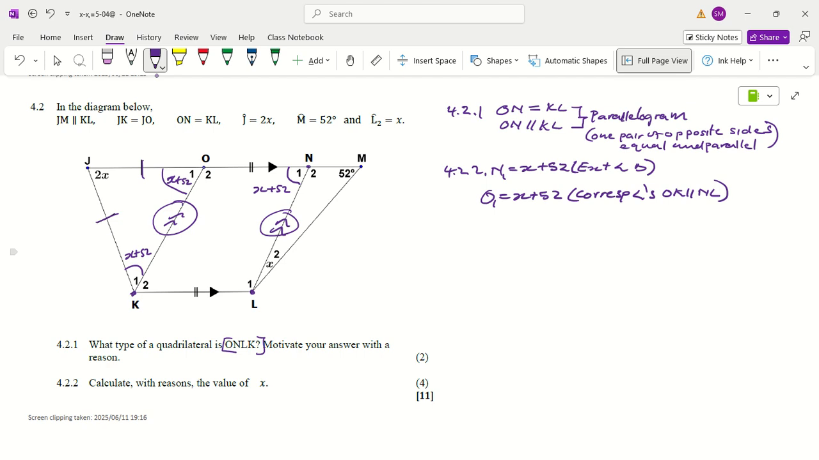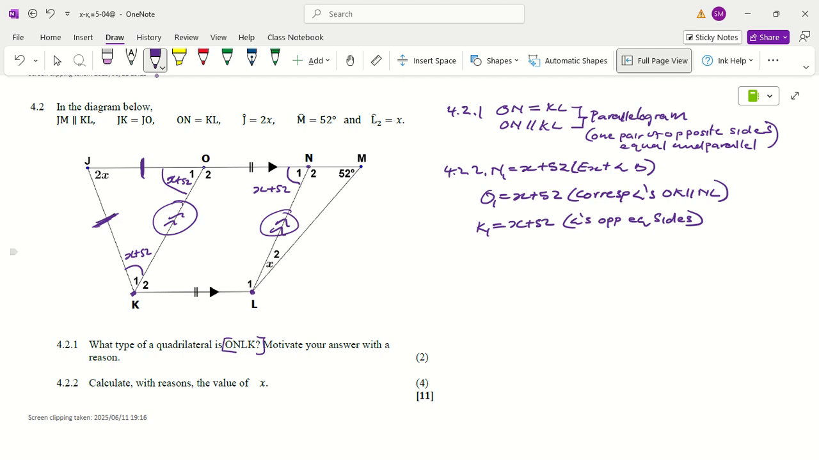Then now, because JO is equal to JK, it means that now K1 is equal to x plus 52 because of angles opposite equal sides. So that's angles opposite equal sides.